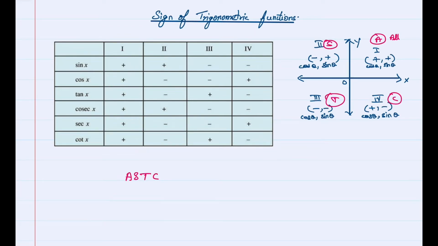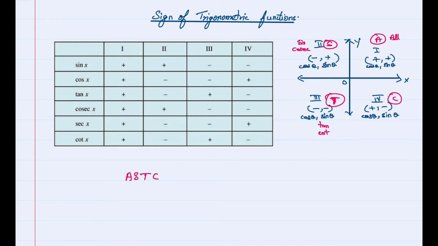In the second quadrant, S stands for sine and its reciprocal cosecant. In the second quadrant, only sine and cosecant are positive. All other trigonometric ratios are negative. In the third quadrant, T stands for tan and its reciprocal cot. So, in the third quadrant, tan x is positive, cot x is positive. Other four trigonometric ratios are negative.